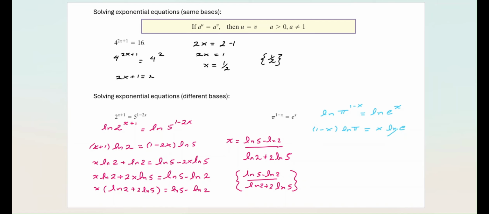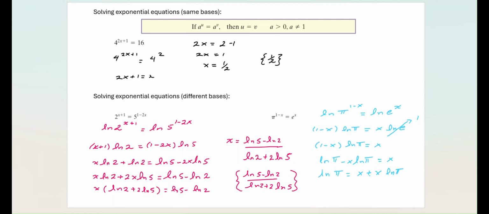We know that the natural logarithm of e is 1, so we get 1 minus x times ln of pi equals x. We apply the distributive property here, so we can say that 1 times ln of pi is ln of pi, minus x times ln of pi, which is x ln of pi, equals x. Then we add x ln of pi to both sides, so we get ln of pi equals x plus x ln of pi.